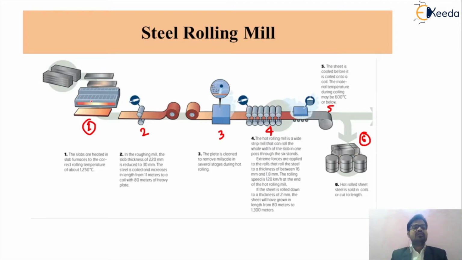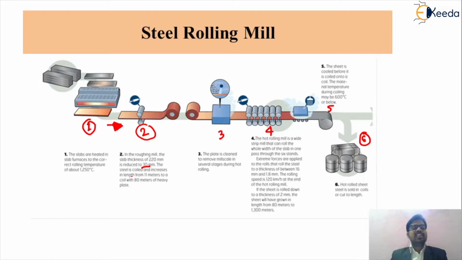Now we are using different types of roughing mills. After that particular process, we use the roughing mill, in which the slab thickness of 220 mm is reduced to 30 mm, because while we are sending this object from the first step to the second step, the temperature of the object will be very high, near about 1250 degrees Celsius. So now the thickness of this sheet will be larger, that is 220 mm. By this process of the roughing mill, we are converting the thickness of that particular sheet into 30 mm.